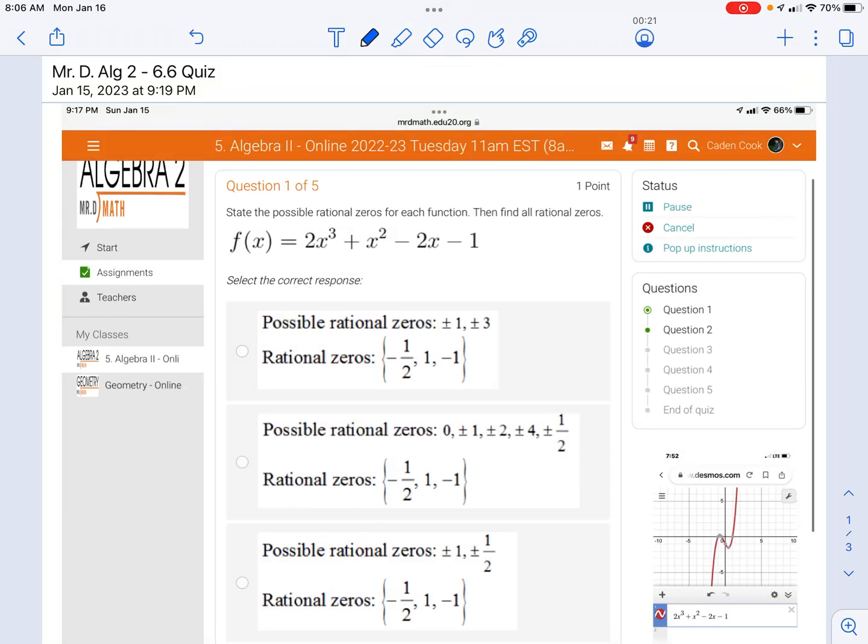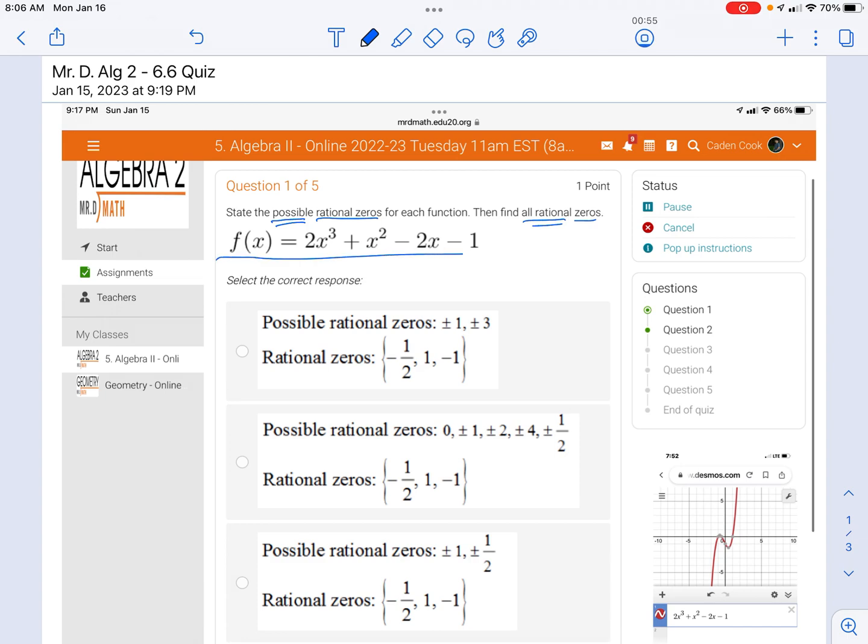All right, Caden, so here's the first question from the 6.6 quiz. In this particular lesson, we are learning how to find all the possible rational zeros for a given function. So we find the possible, that's the first keyword here, rational zeros, and then we're going to find all actual or true rational zeros, because even though we find those that could possibly work, it doesn't mean that they all will. So what does that even mean? Like, zeros will work for what?